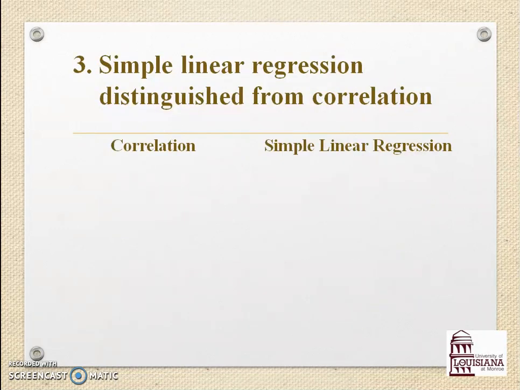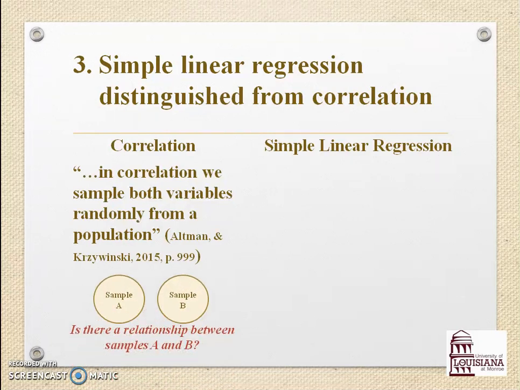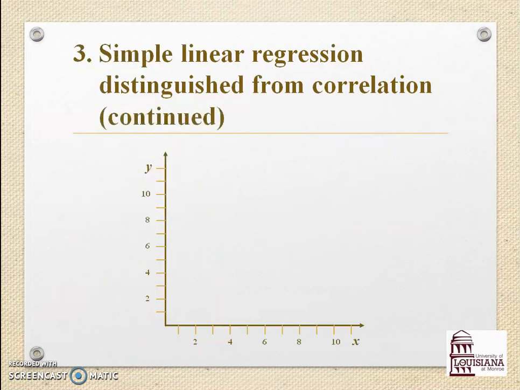You may be wondering, what is the difference between simple linear regression and correlation? Well, the difference between the two may appear subtle, but simple regression and correlation mean different things. As Altman and Krzyzewski note, in correlation, both variables are sampled randomly from a population. Using these samples, we can then ask and determine if there is a relationship between these two samples. In simple regression, we are given some variable, the independent variable, and from this variable we observe a corresponding variable, the dependent variable. Let's take another closer look at this.